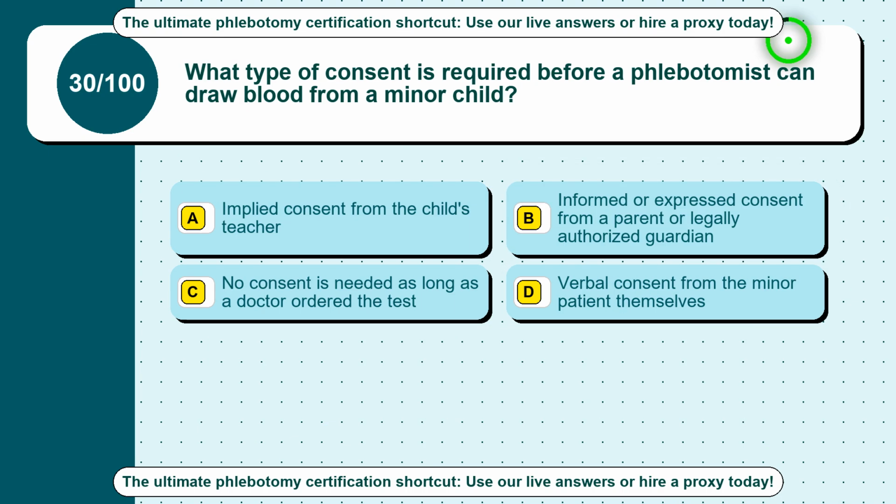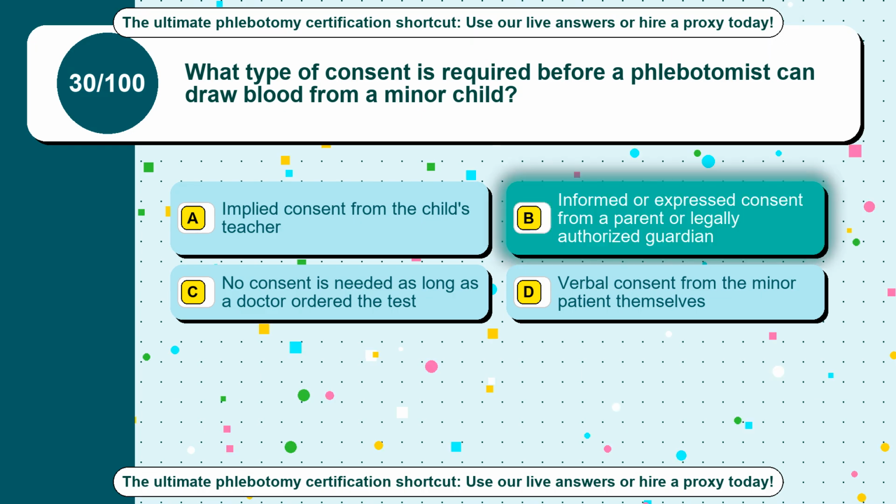Question 30. What type of consent is required before a phlebotomist can draw blood from a minor child? Option A, implied consent from the child's teacher. Option B, informed or expressed consent from a parent or legally authorized guardian. Option C, no consent is needed as long as a doctor ordered the test. Option D, verbal consent from the minor patient themselves.